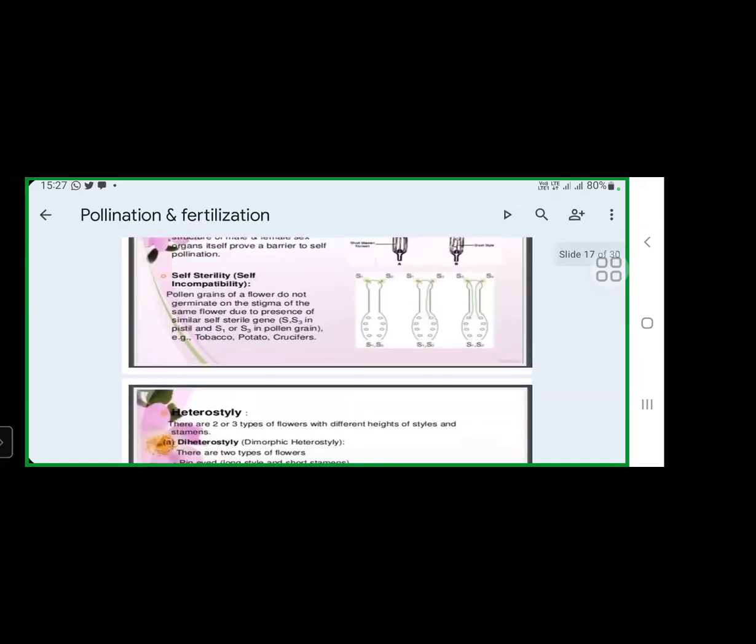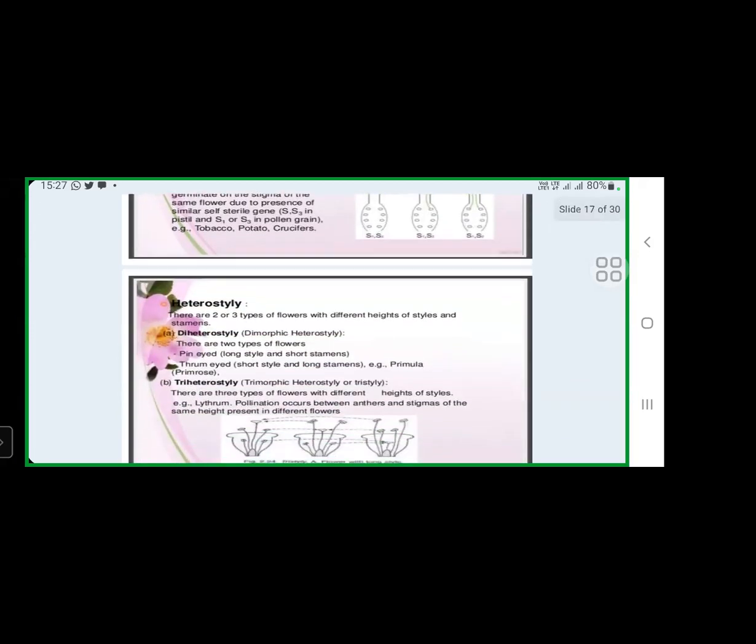And heterostyly. After herkogamy, the second one is the heterostylic nature. There are two or three types of flowers with different heights of styles and stamens. We will take only the length of the style and stigma. In distyly, that means dimorphic heterostyly, there are two types of flowers. In the pin type, there is a long style and short stamens, as you can observe in this diagram. This is one type. And the thrum type has a short style and long stamens.